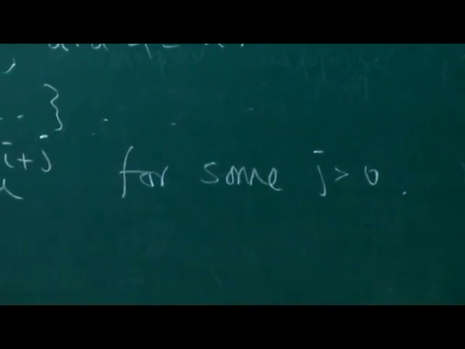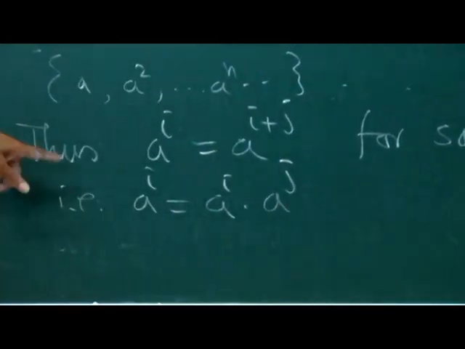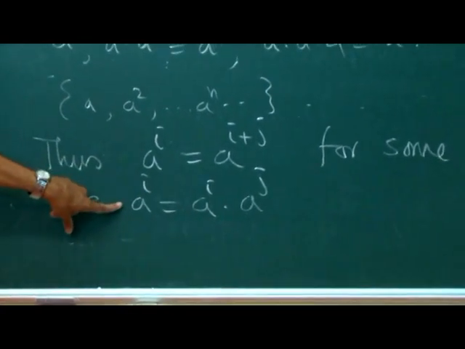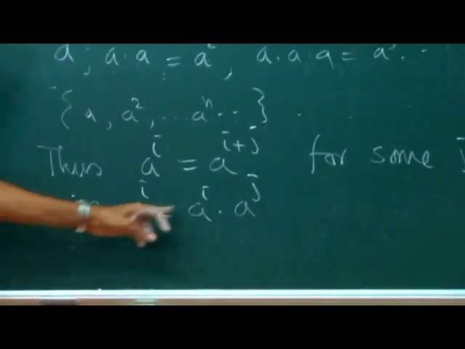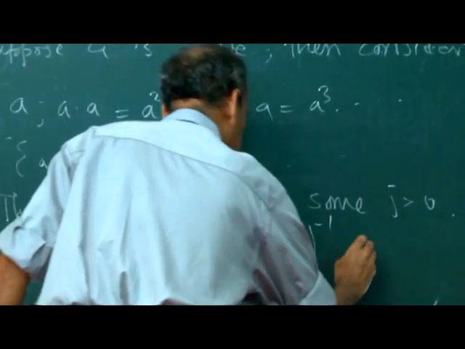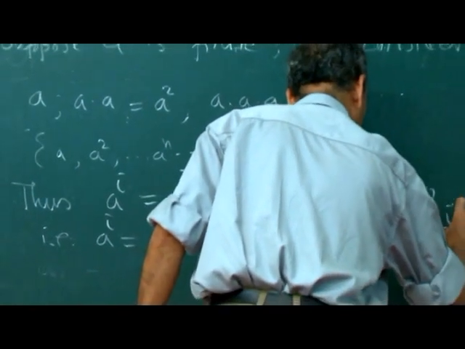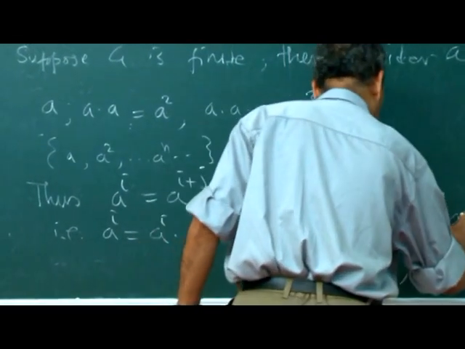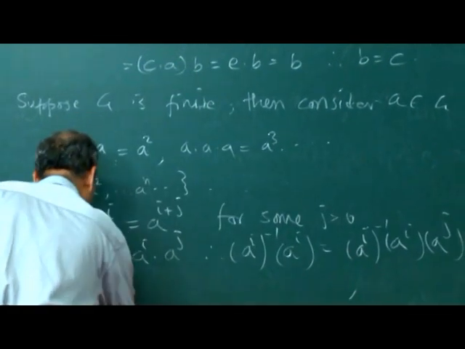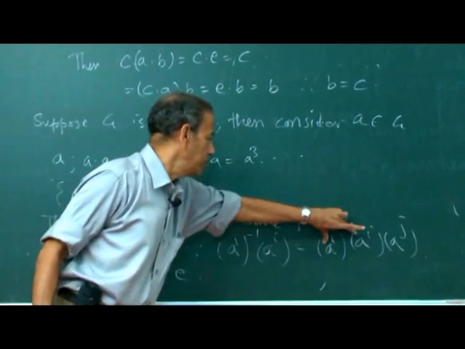That is, A raised to i is equal to A raised to i into A raised to j. So, taking the multiplicative inverse of A raised to i to the left, you get A raised to i inverse into A raised to i is A raised to i inverse A raised to i into A raised to j. This implies A raised to j is identity, because this is identity, this is identity.